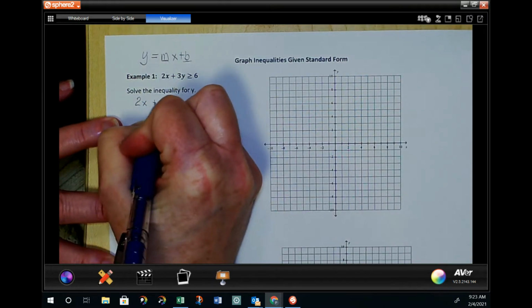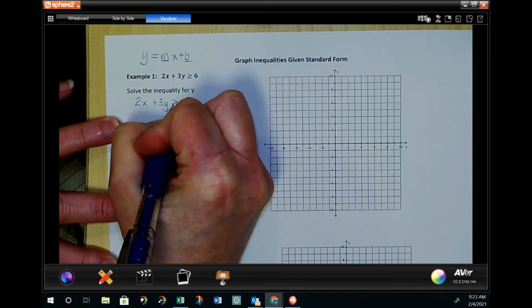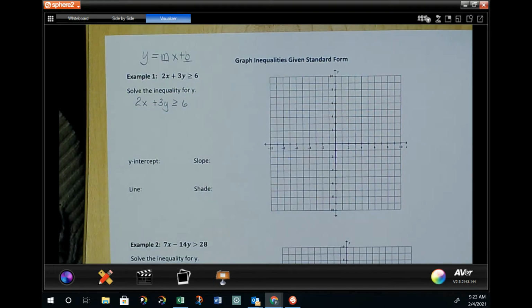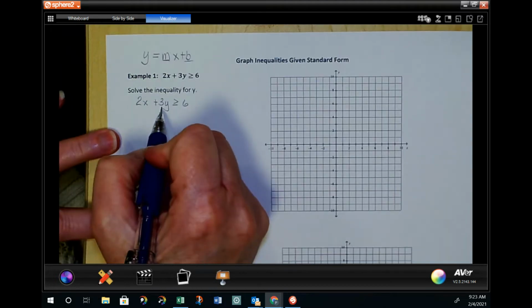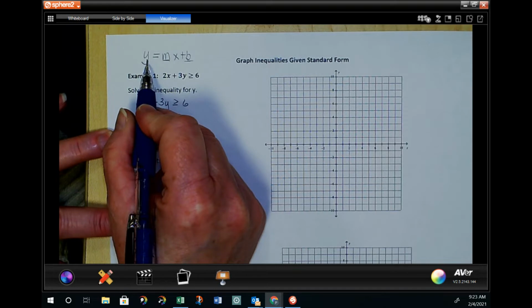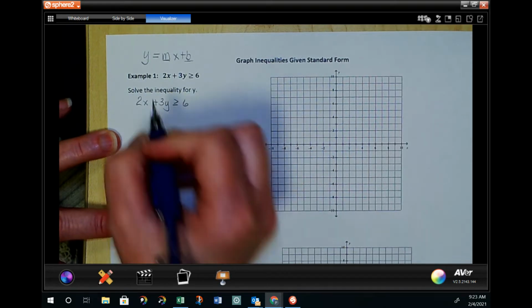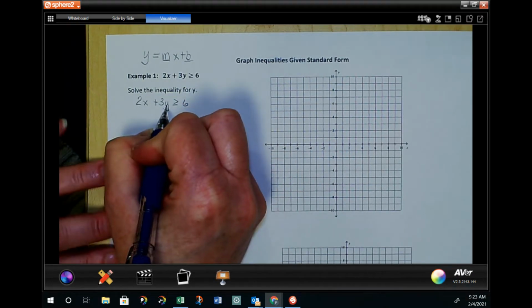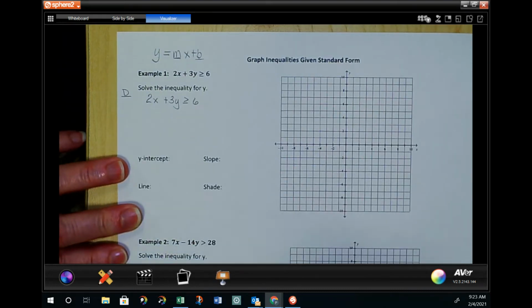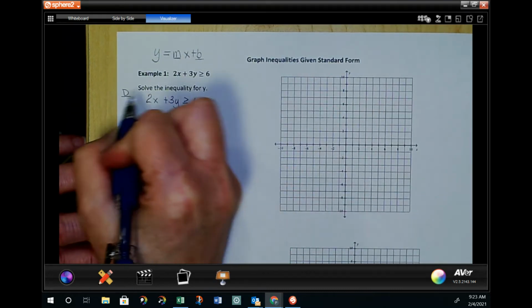So in this case, we've got to take our inequality from standard form. So 2x plus 3y is greater than or equal to 6. We've got to take that and solve for y, because we're going to put it in slope-intercept form. So in order to do that, what am I doing to y? If you're not very good at this, you can look at that DIR process, that describe. What are you doing to y?